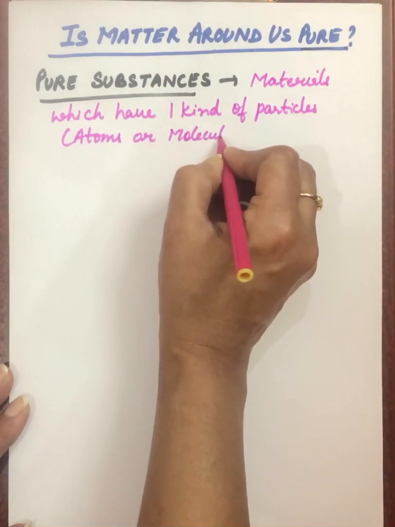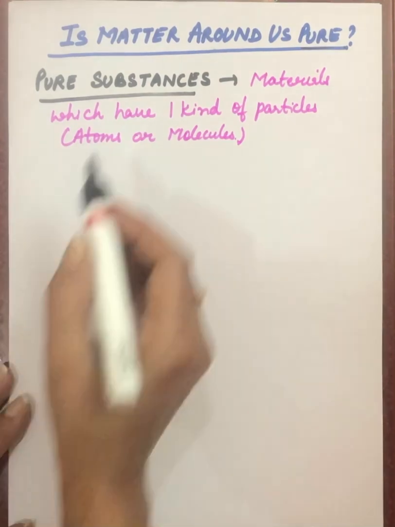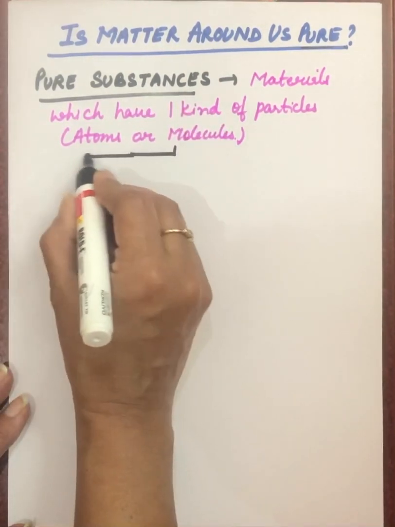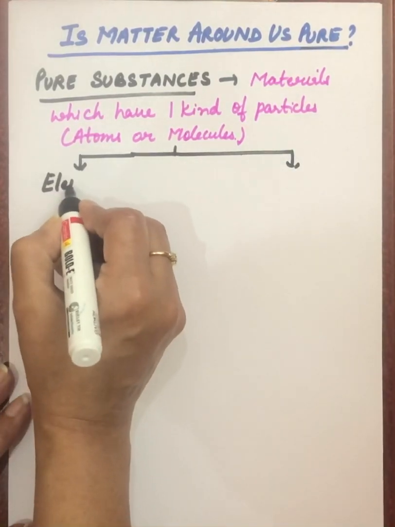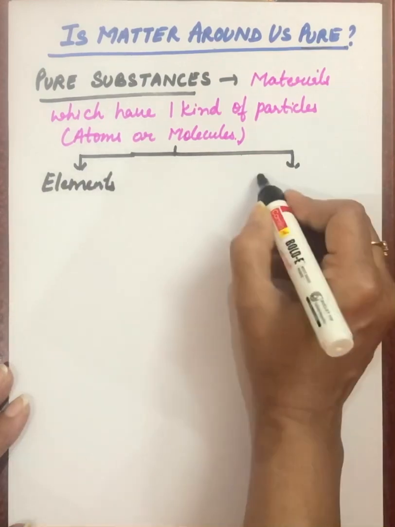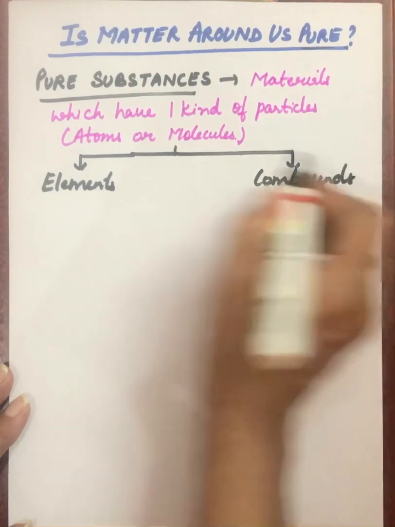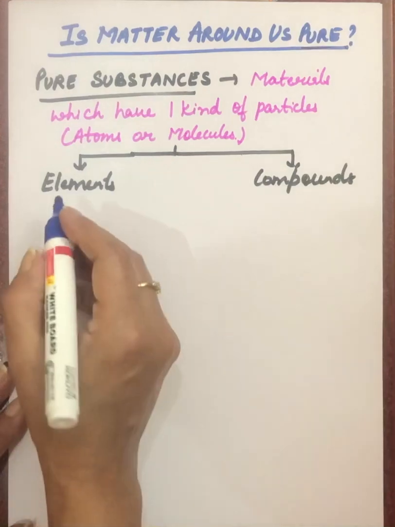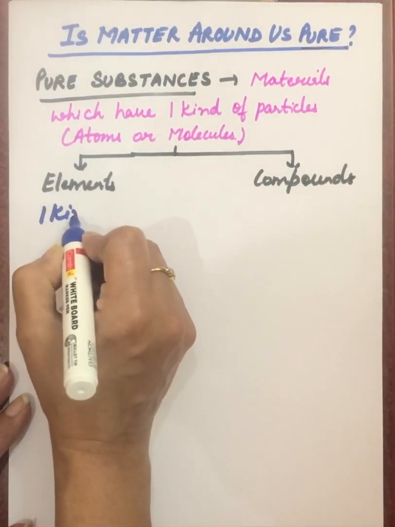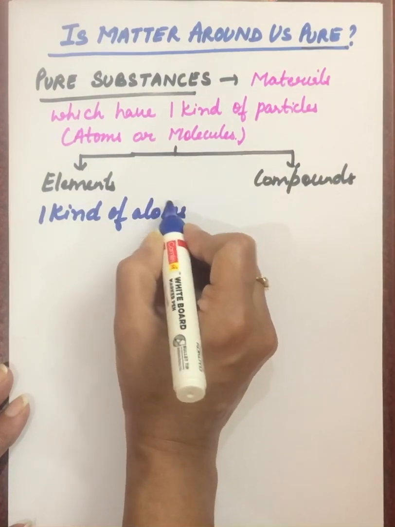So, on the basis of whether the substance has atoms in it or molecules in it, pure substances are further divided into two categories: elements and compounds. So what are elements? Elements are those substances which will have one kind of atoms in them.